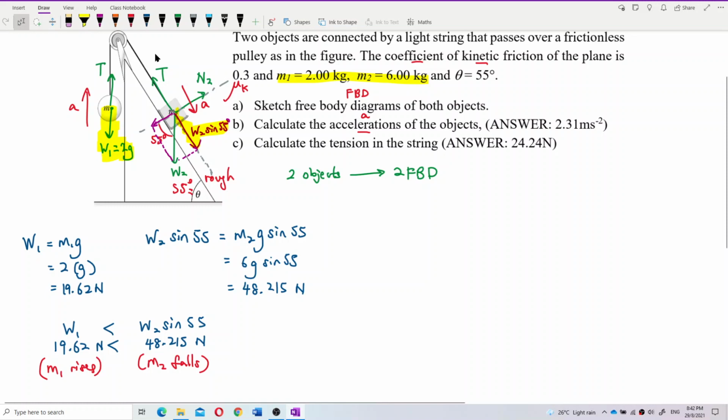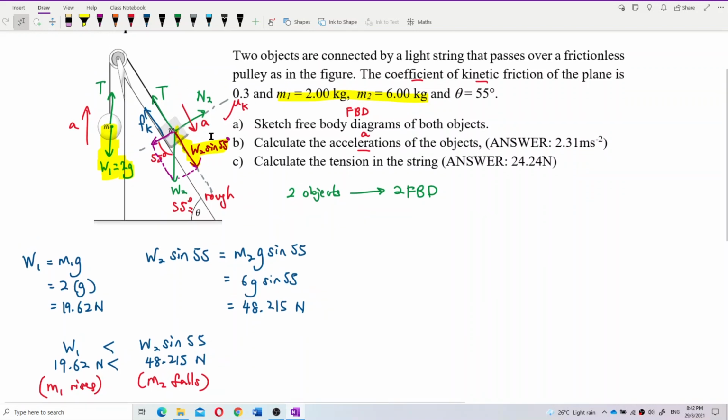Friction should go up. This is the friction. You see that? So first of all, we need to know the direction of acceleration. Once we know the direction of acceleration, then only we can figure out where the friction is. We can figure out the direction of friction after we know the direction of motion. So friction goes up.